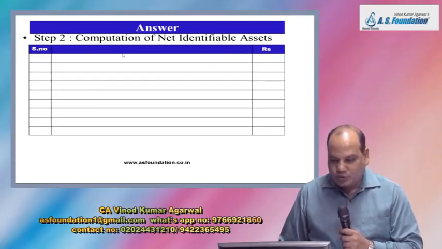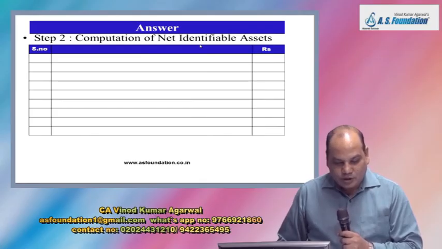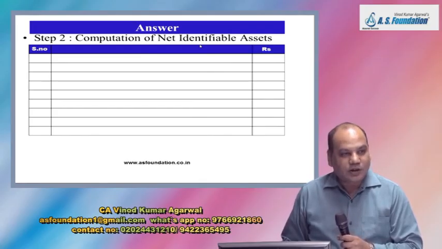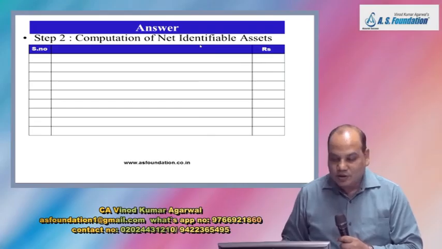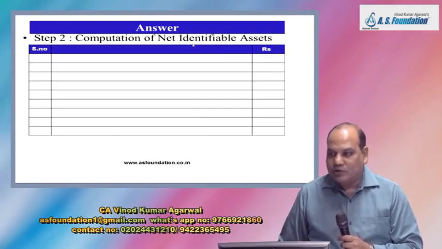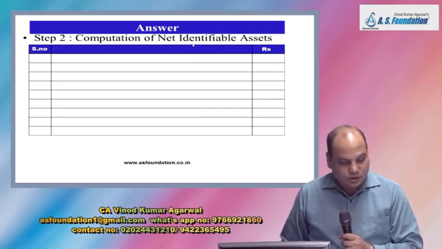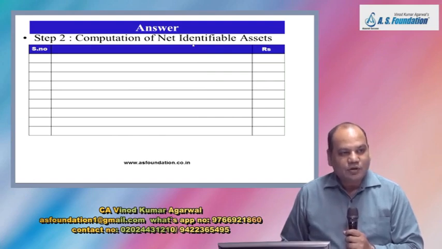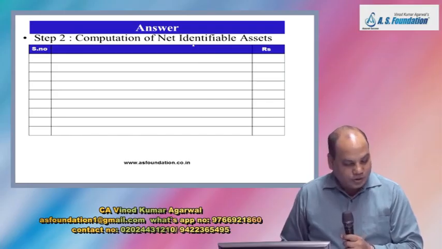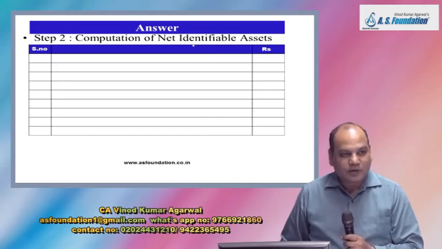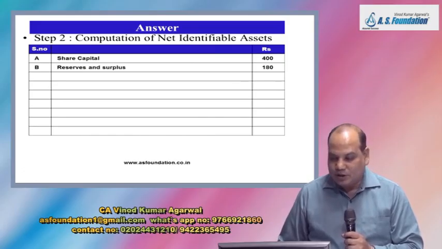So step number 2, computation of net identifiable asset. Be present every day so you'll understand. The last point, adjustment number E, was not a contingent consideration. It is a contingent liability that we have to recognize now. Now, how will you calculate this net identifiable asset? There are two ways you can do it. Either you can make a list of all the assets minus all the liabilities, or you can just take share capital, reserve and surplus and make fair value adjustment. So that will save some time for us.